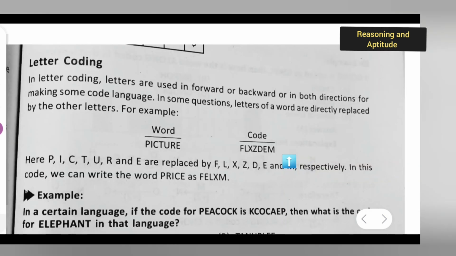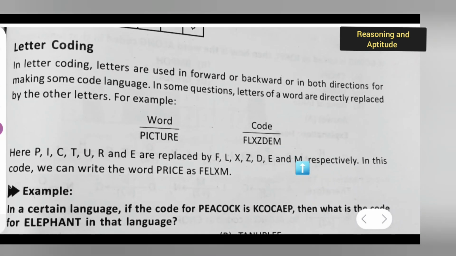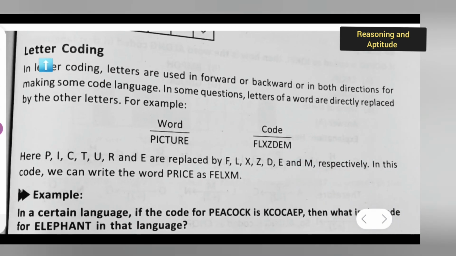Let us see the letter coding. You can take it down. In letter coding, letters are used in forward or backward or in both directions for making some code languages. In some questions, letters of a word are directly replaced by other letters.